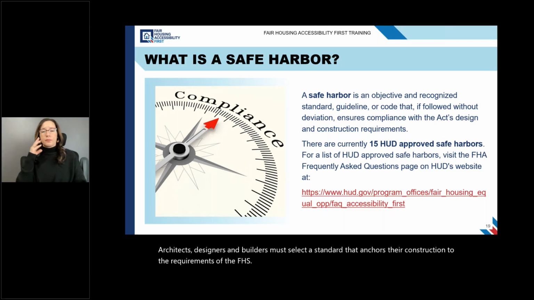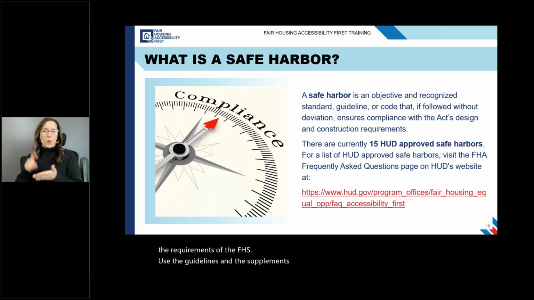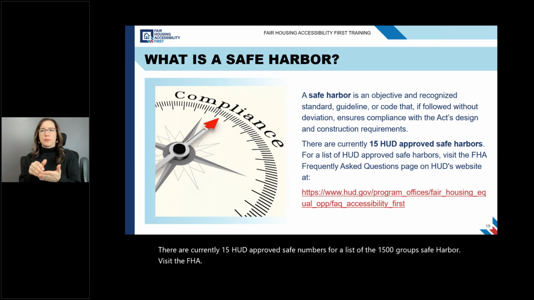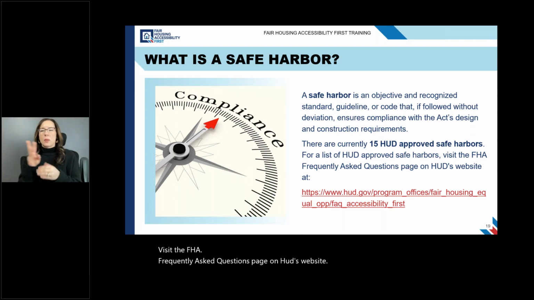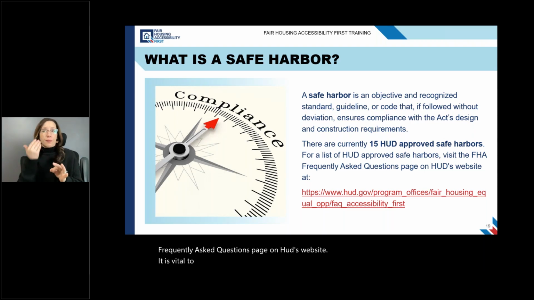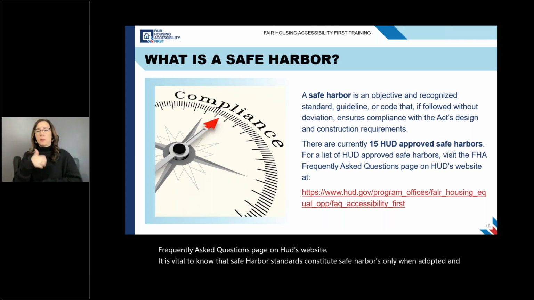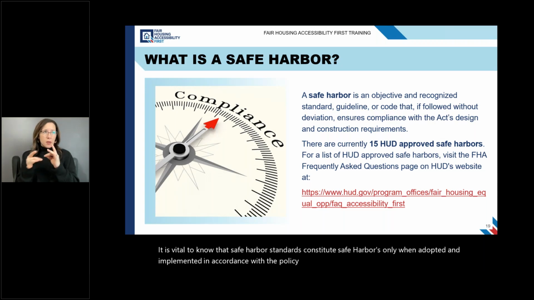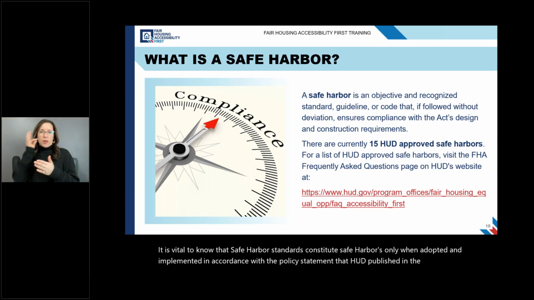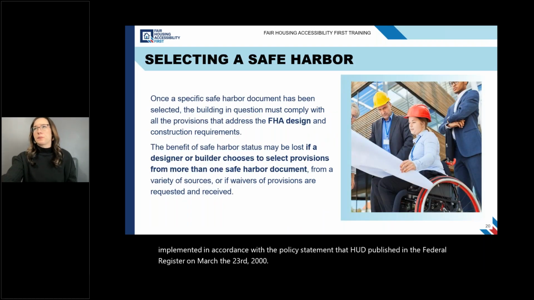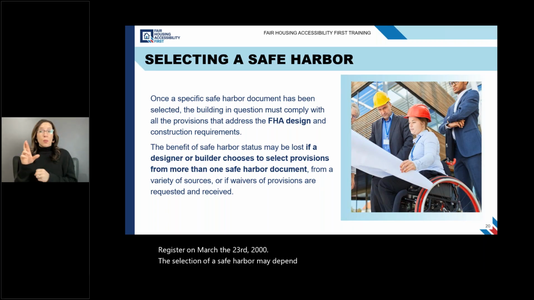Experienced builders use the guidelines and the supplemental notice for the safe harbor it provides. There are currently 15 HUD-approved safe harbors. For a list of the 15 HUD-approved safe harbors, visit the FHA Frequently Asked Questions page on HUD's website. It is vital to know that safe harbor standards constitute safe harbors only when adopted and implemented in accordance with the policy statement that HUD published in the Federal Register on March the 23rd, 2000. The selection of a safe harbor may depend upon the state and locality of a project.